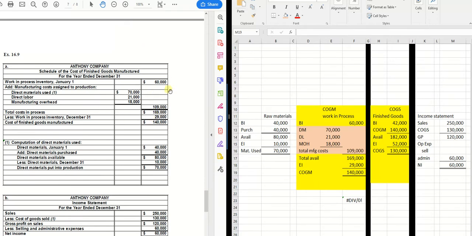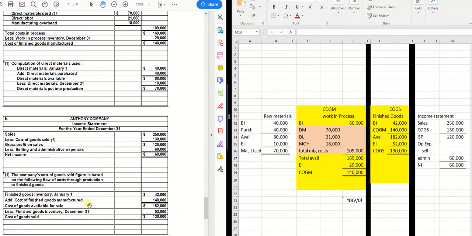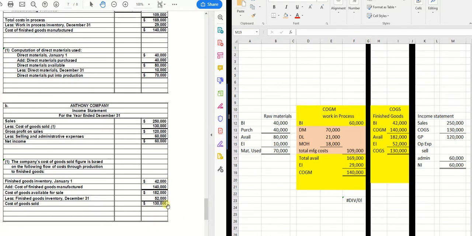Okay. So I've got beginning work in process of 60 plus my 3 manufacturing costs, 70, 21, and 18, gives me 109, 169, less ending inventory is 140. So that's my computation of direct materials used, which agrees to that. So notice my income statement is sales minus cost of goods sold is gross profit, minus selling and administrative expenses is net income of 60. And indeed, they have the cost of goods sold statement because I need that to get my 30. So beginning inventory plus etc.